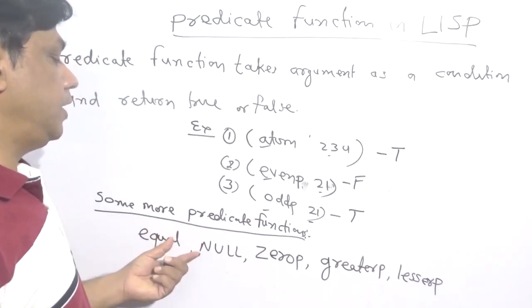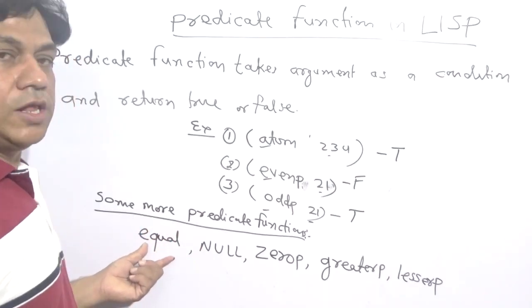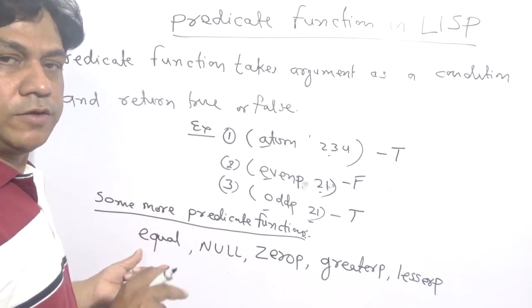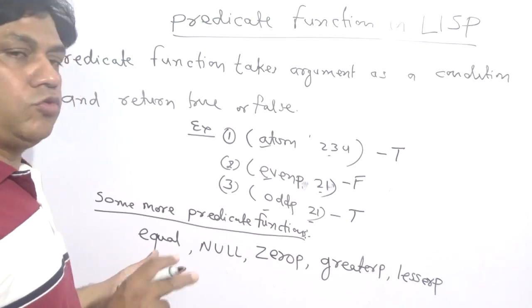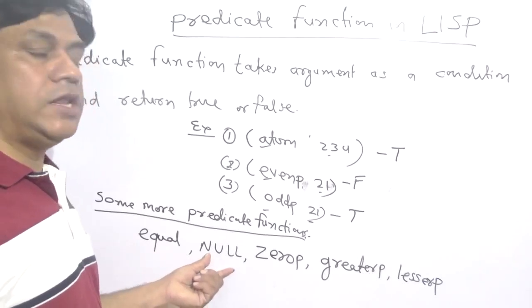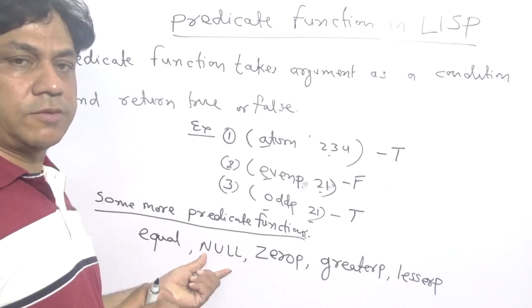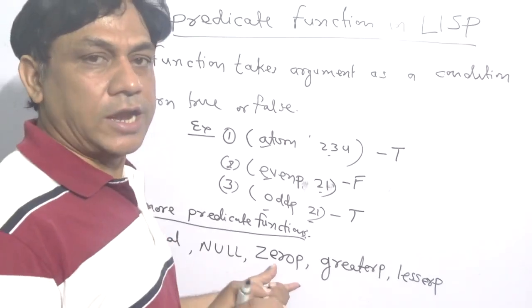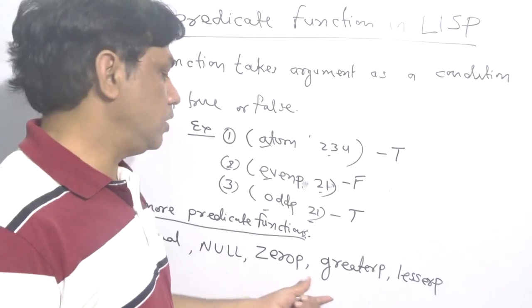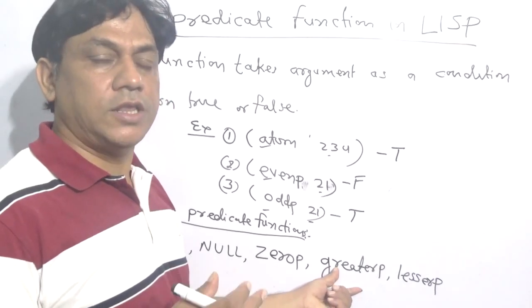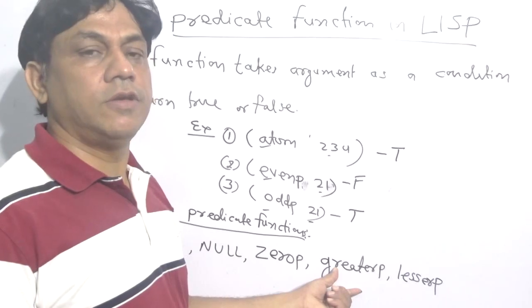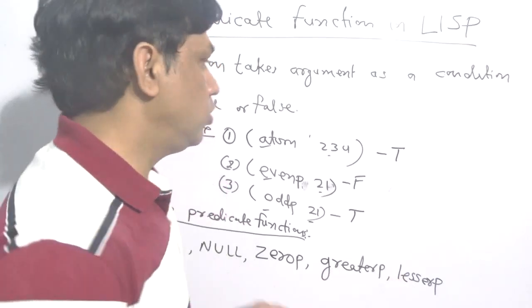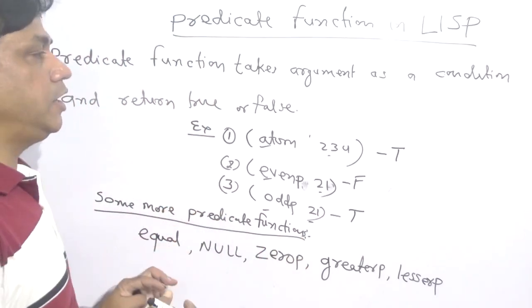I have written some of the predicate functions here. This is equal, which will check whether the two values that we supply as arguments to the predicate function are equal or not. This will check whether the supplied value is null or not. This will check whether the supplied value is 0 or not. This will check whether the value is greater than the previous value or not. This will check the lesser value.